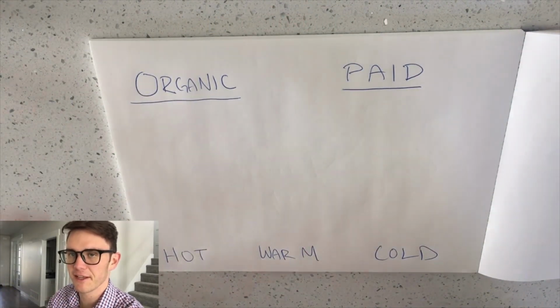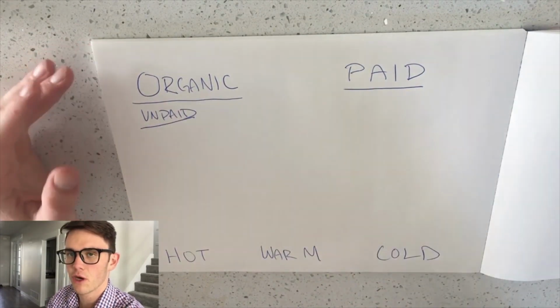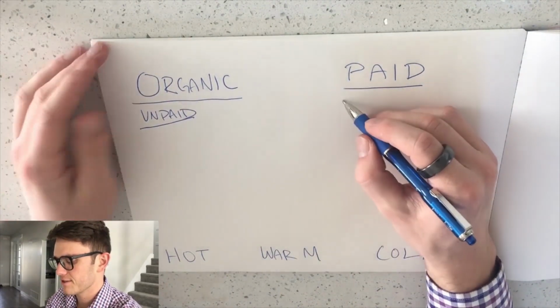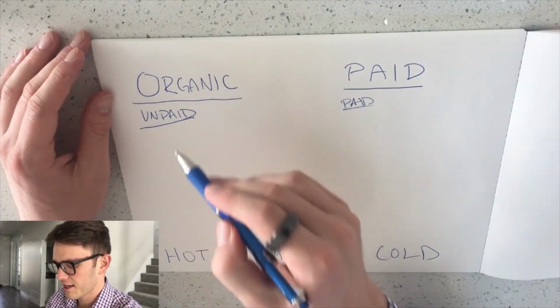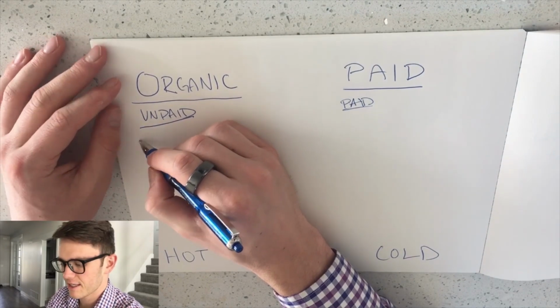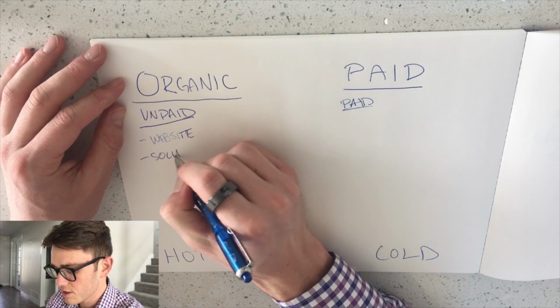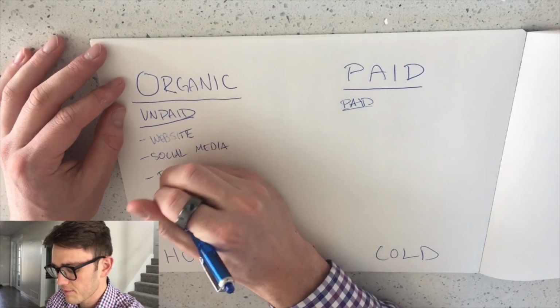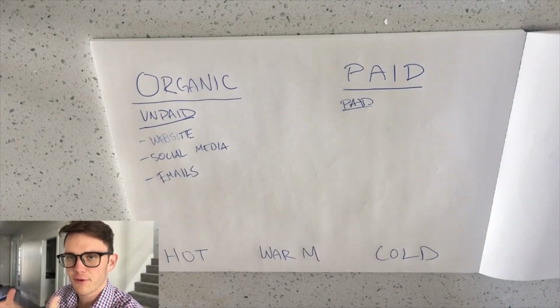Organic on the most basic level just means anything that is unpaid, something that you don't have to pay for. And paid obviously means something that you have to pay for. So that's paid traffic. Organic is unpaid, paid is paid. Examples of where you put organic things are going to be your website, your social media pages, and also emails that you send out. These are probably the three most common forms of organic traffic.